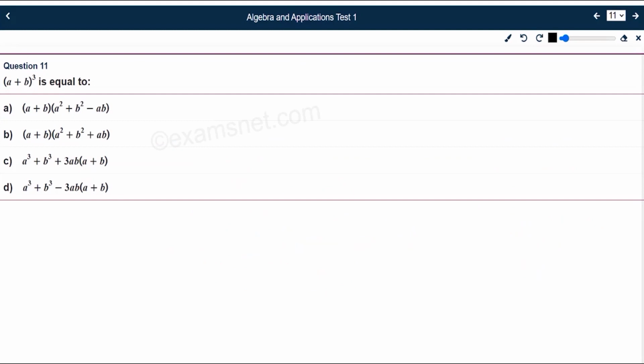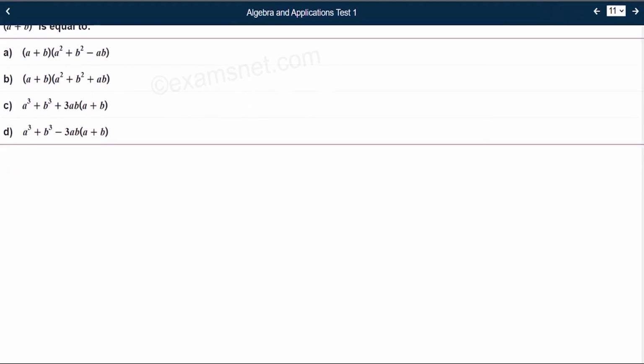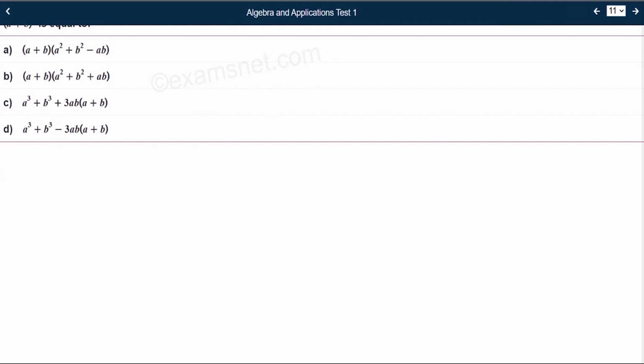Let's start solving question number 11. A plus b whole cube is equal to, there are 4 options given. So let's start with the solution first. A plus b whole cube. We already know the formula of important algebraic expressions. Let's expand this. A cube plus 3a square b plus 3ab square plus b cube, correct?